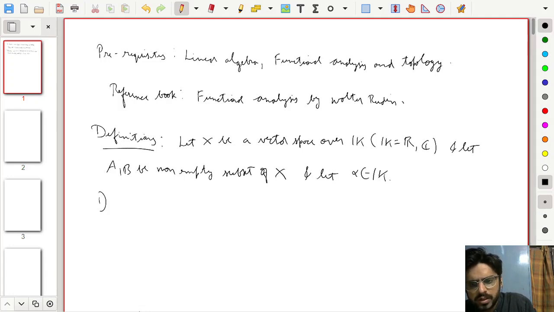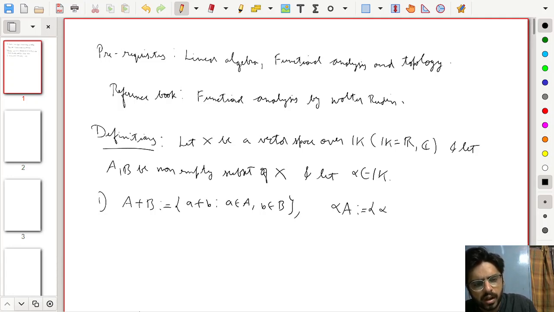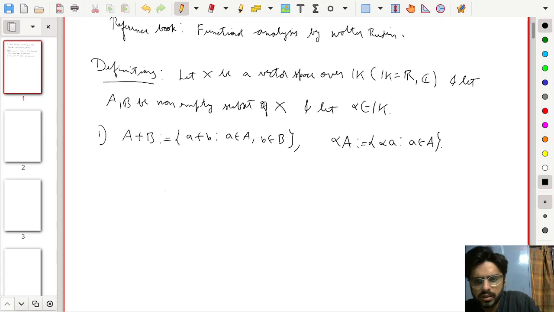So my first definition is, I am defining two sets. One is A plus B. A plus B is defined as the set of all a plus b, where a is in A and b is in B. Similarly, I am defining alpha A as the set of alpha a, where a varies over A. Some of these definitions you must have seen already. I am just recalling some of the definitions.